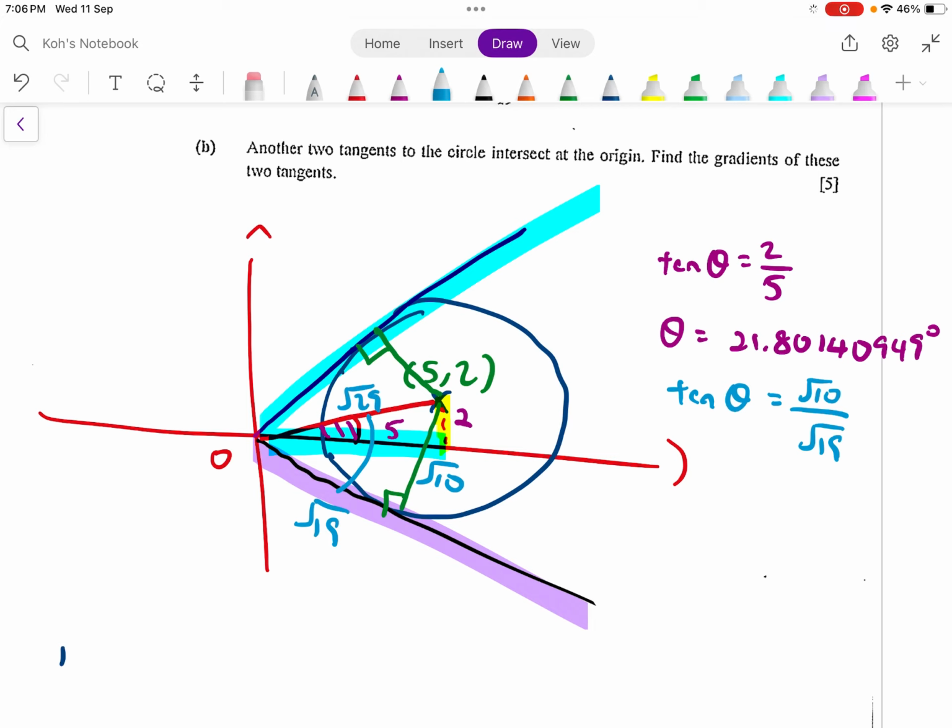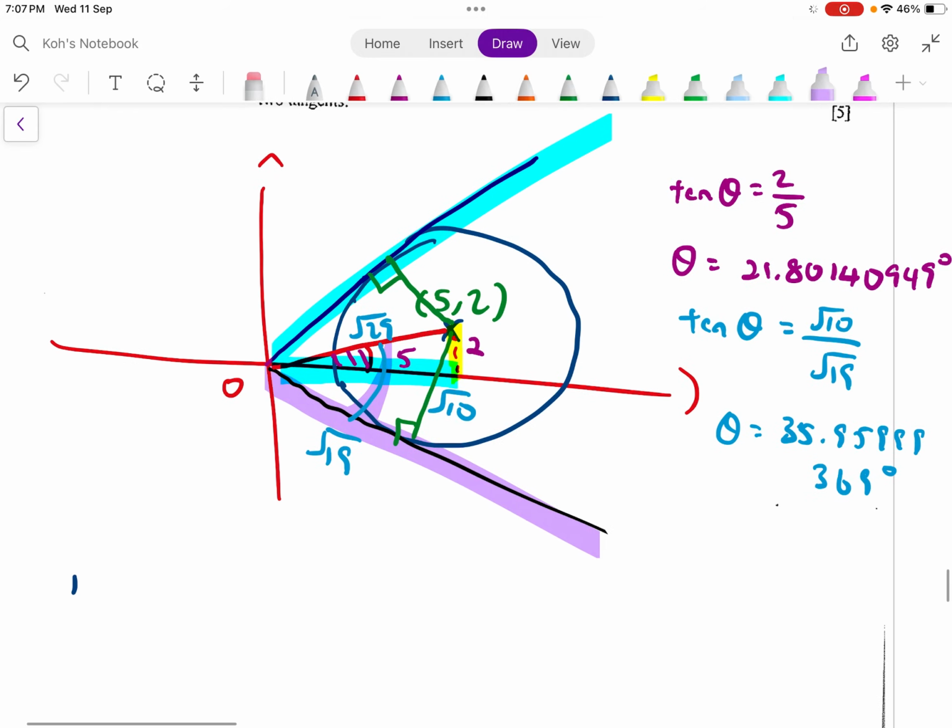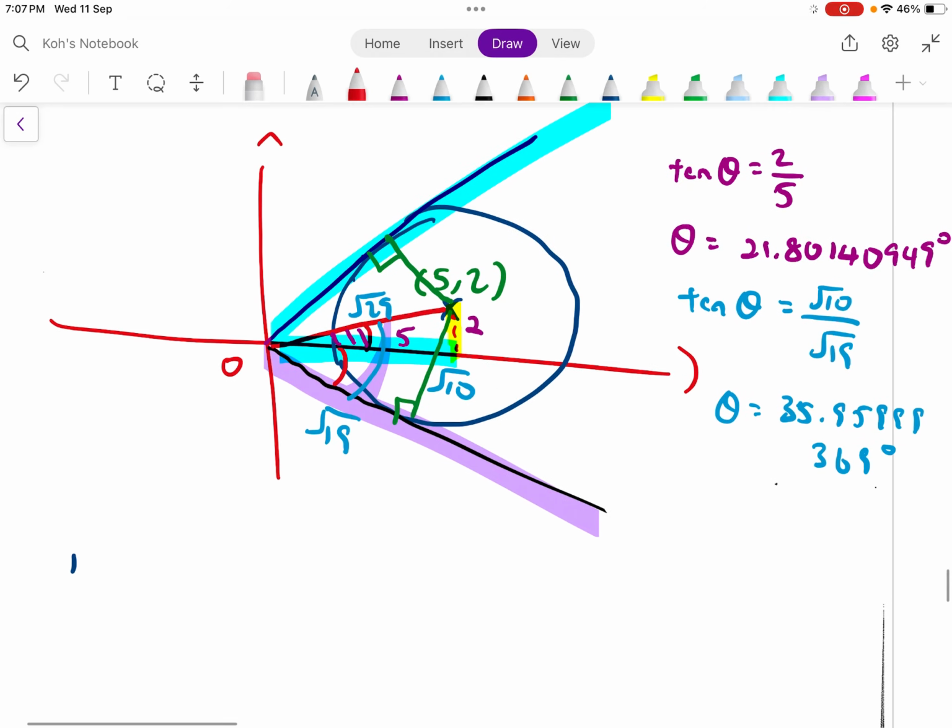So this will give you square root 10 over square root 19. Okay, so of course theta will be 35.95999369 degrees. So this 35.959 is actually referring to the whole angle. So what I want to do now is to just determine what this red color angle right here is.